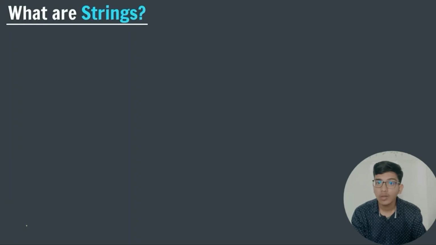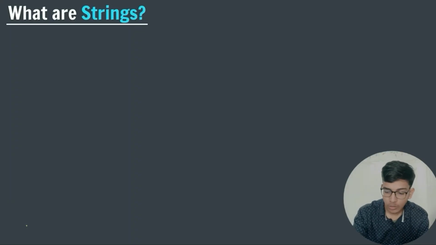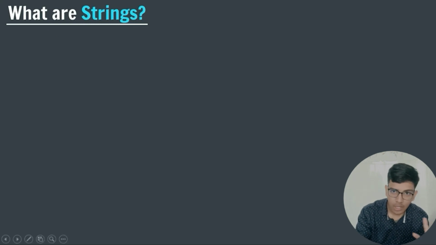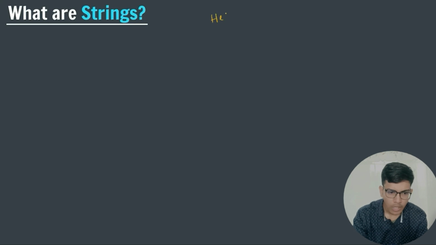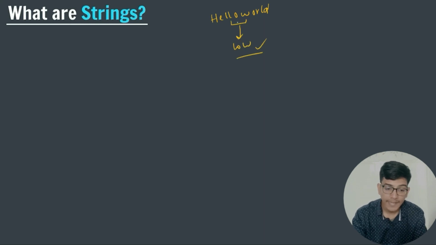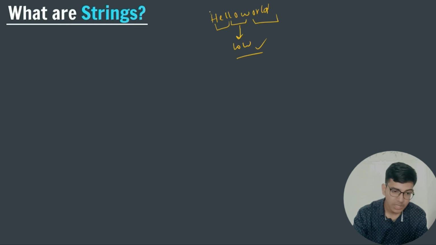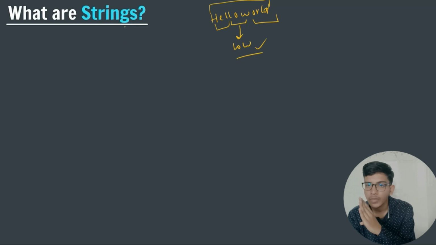Now let us talk about substrings. In arrays, we already know that a subarray is a continuous part of an array. Similarly, let us consider the string hello world. Here LO is a substring, HEL is also a substring, WORLD is also a substring, and this whole thing is a substring. So a substring is a continuous part of my string.